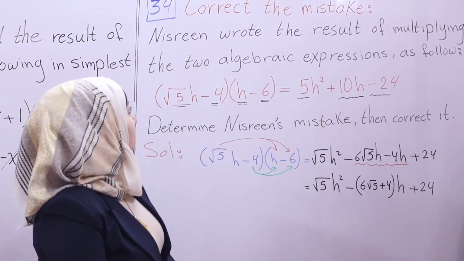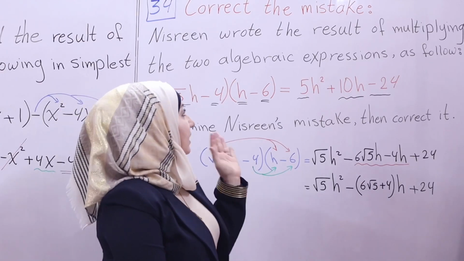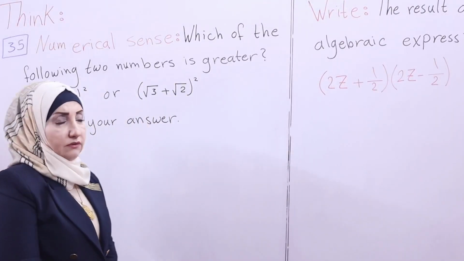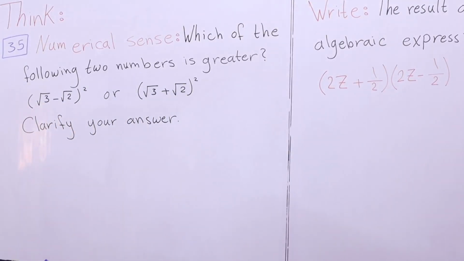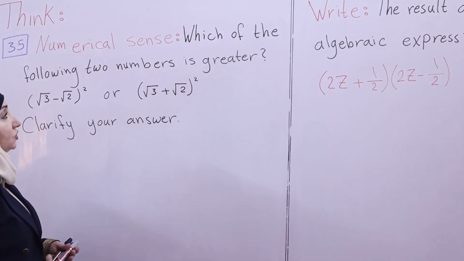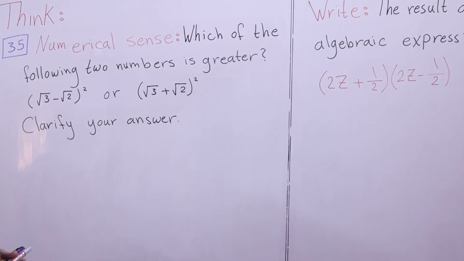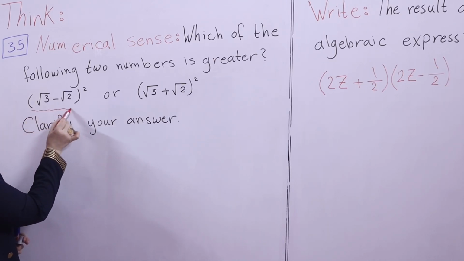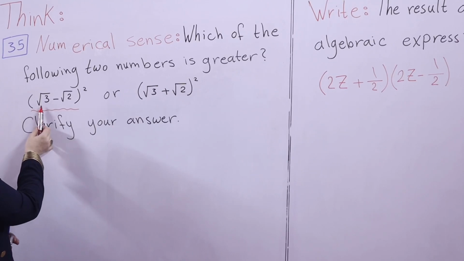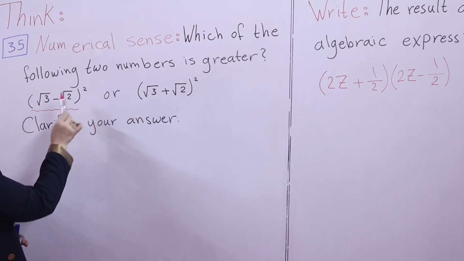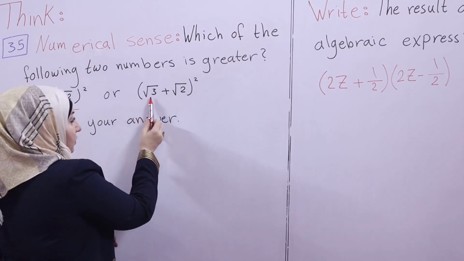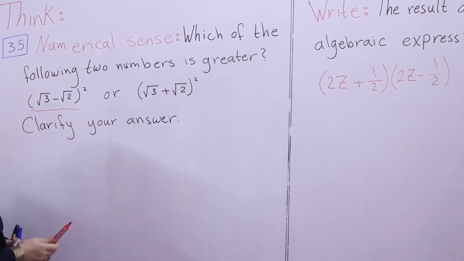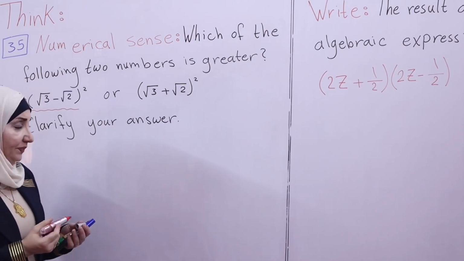And here we finished solving the correct-the-mistake of number 34. And now we will solve number 35, numerical sense. Which of the following two numbers is greater? The first number is square root of 3 minus square root of 2 between two brackets squared, or square root of 3 plus square root of 2 between two brackets squared. Clarify your answer.